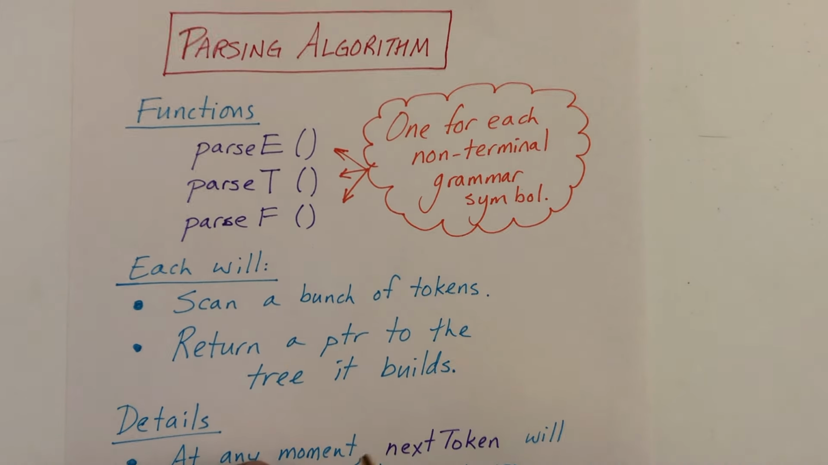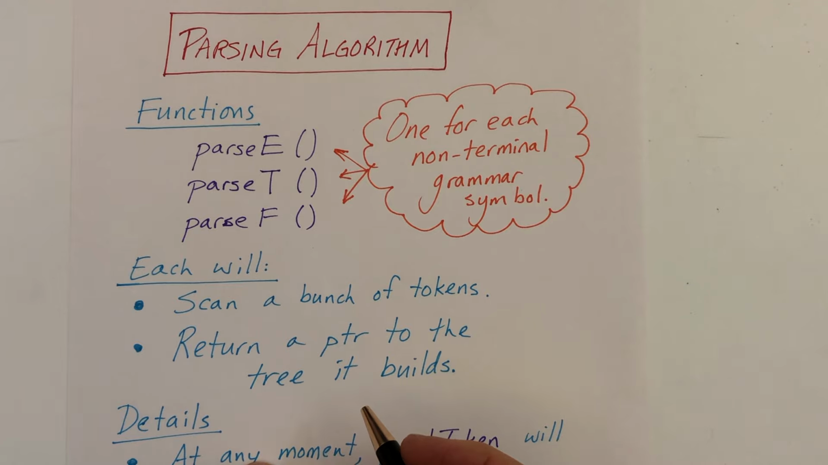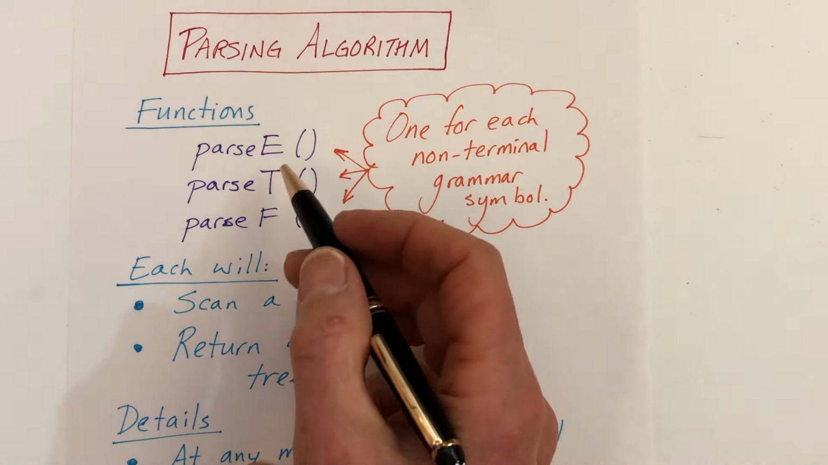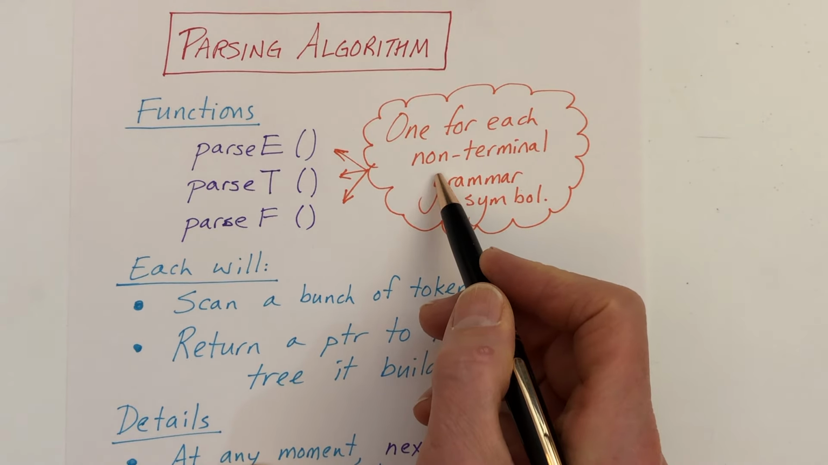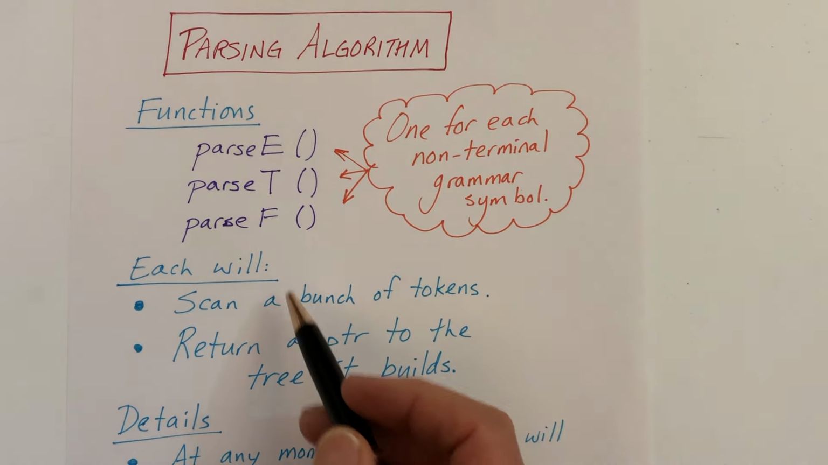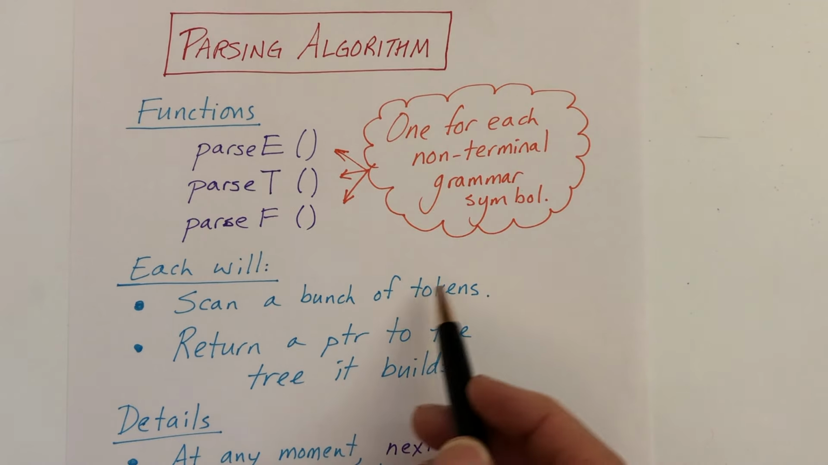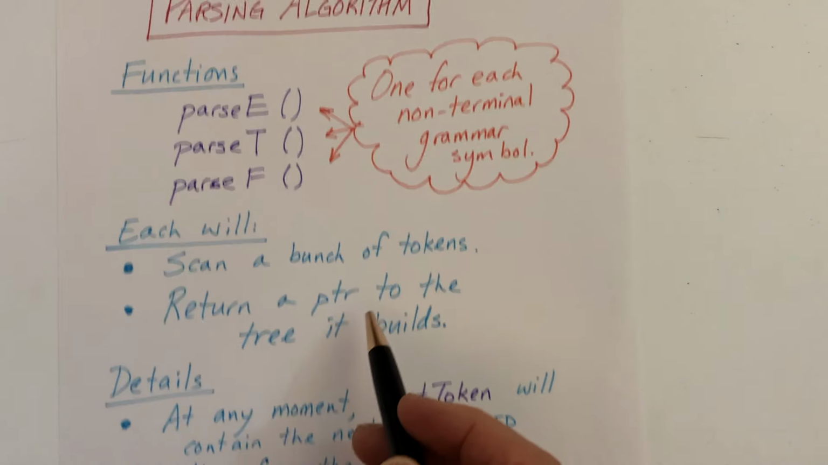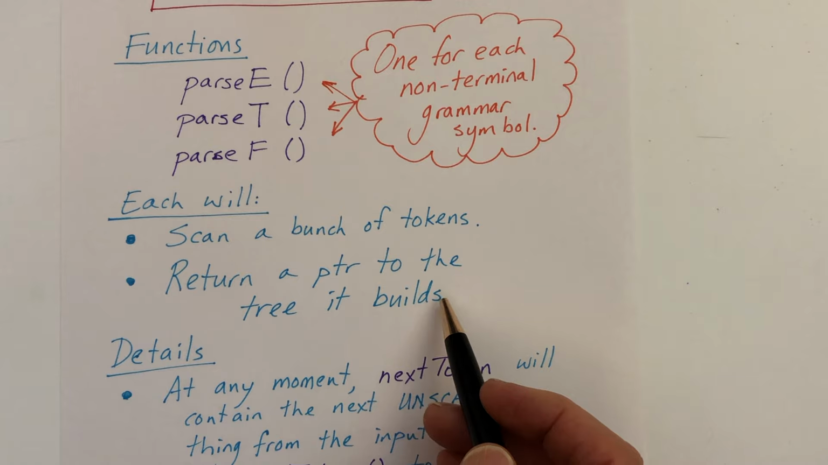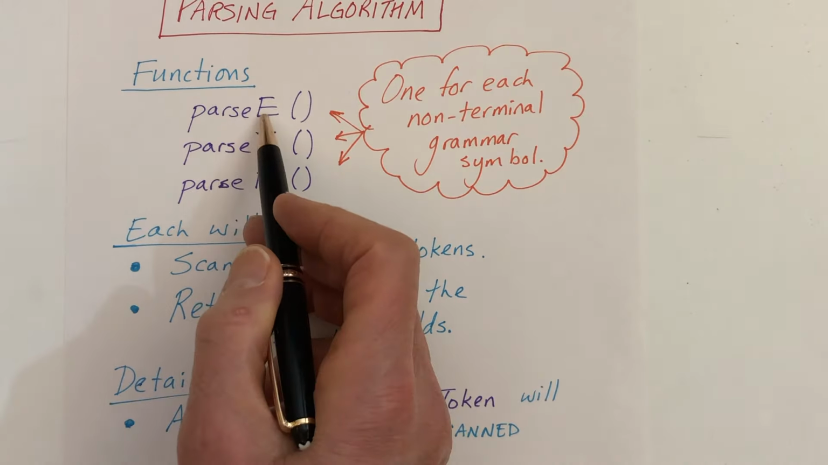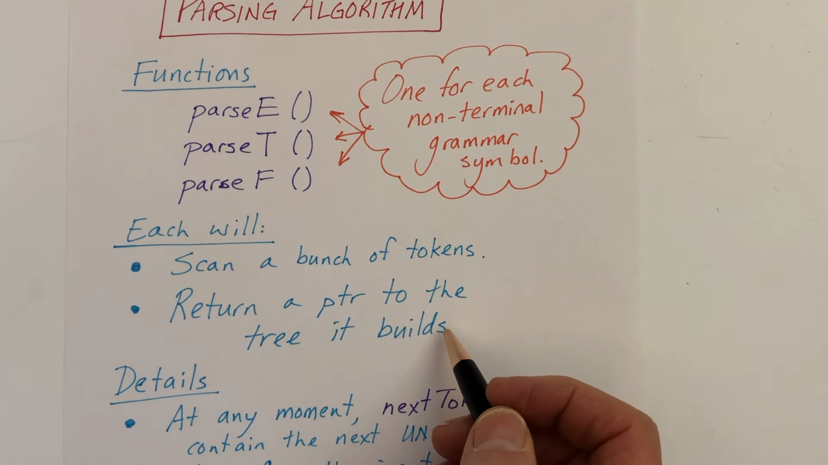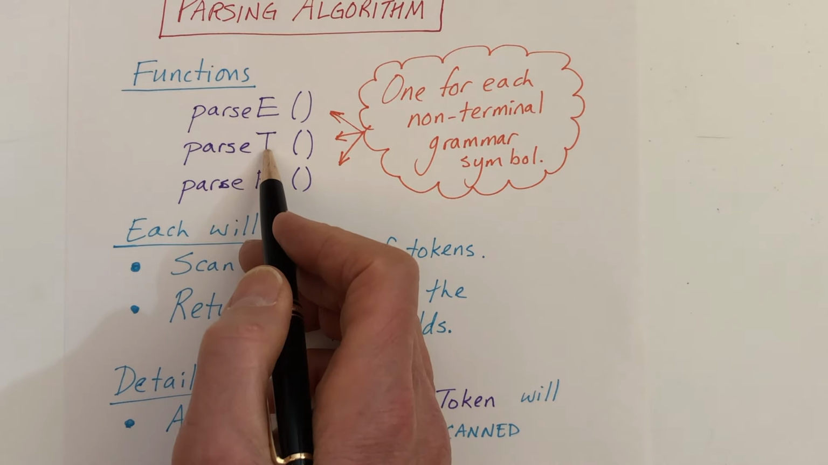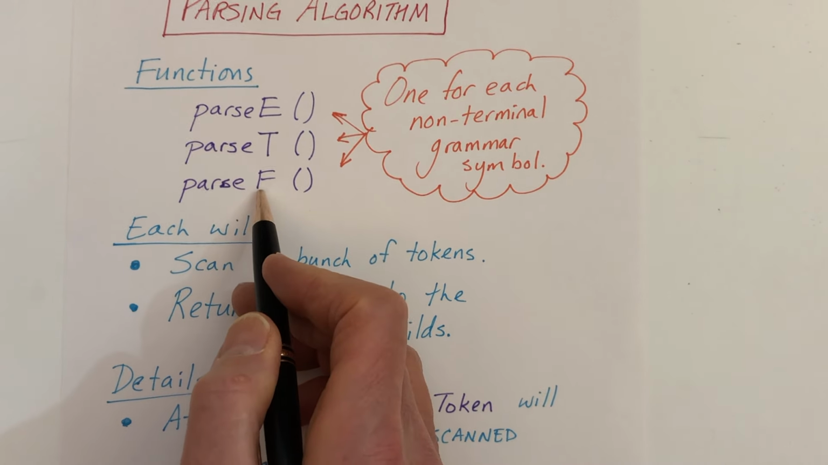We're now ready to describe the top-down recursive descent parsing algorithm. We're going to have a bunch of functions, one for each non-terminal grammar symbol. Each of these functions will scan a bunch of tokens and will return a pointer to the tree that it builds to represent whatever it parsed. So for example, parse E will parse an expression and return a pointer to the tree for that expression. Parse T will parse a term, and parse F will parse a factor.